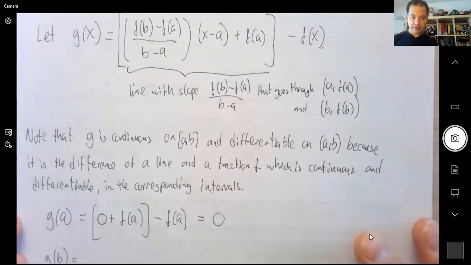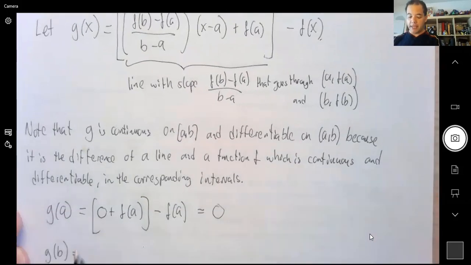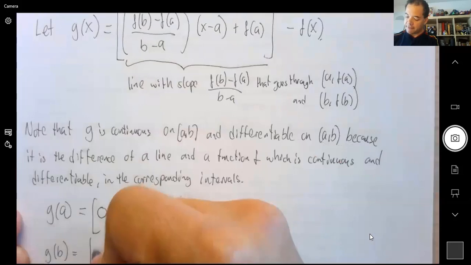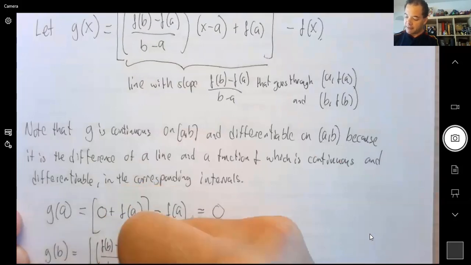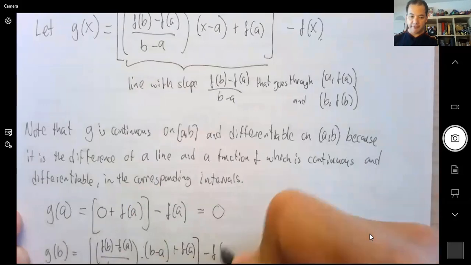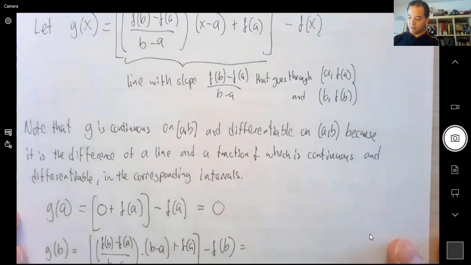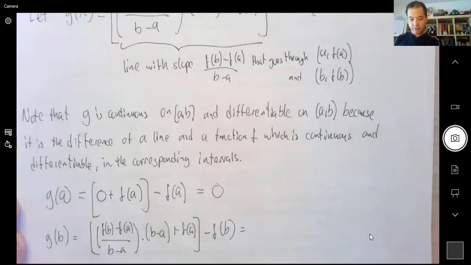Let's see, right there, g of b. What happens when we plug in b? When we plug in b, this will be b minus a. So it's going to be f of b minus f of a over b minus a times b minus a plus f of a. All of these minus f of b, right? I know you can barely see it, but I wanted it to look at the top and at the bottom here so that you know what I'm doing.